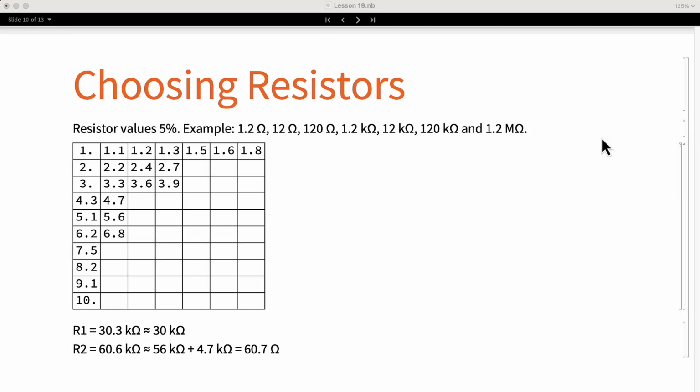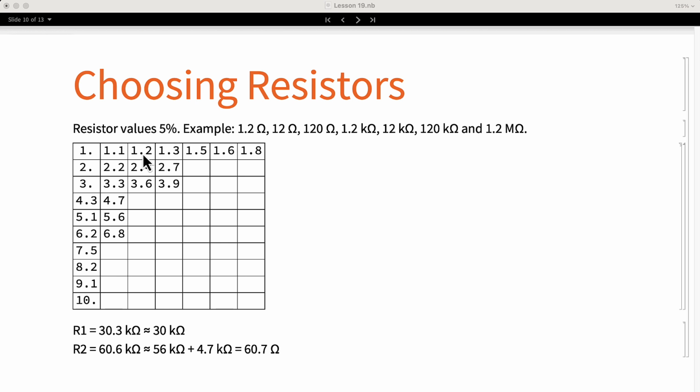Here you can see a table with the base numbers of commercial resistors with a tolerance of 5%. The way we use this table is by picking one base number, for example 1.2. We can multiply this number by different powers of 10 in order to get the commercial values. For example, we can get a 1.2 ohm resistor, 12 ohm, 120, and continuing up to 1.2 mega ohms.